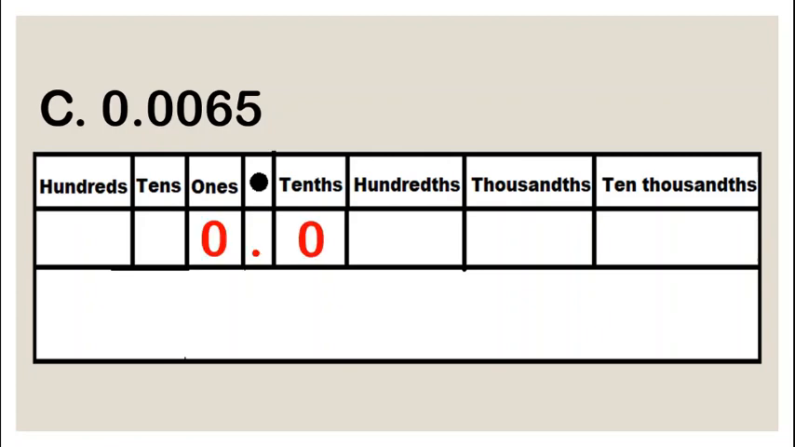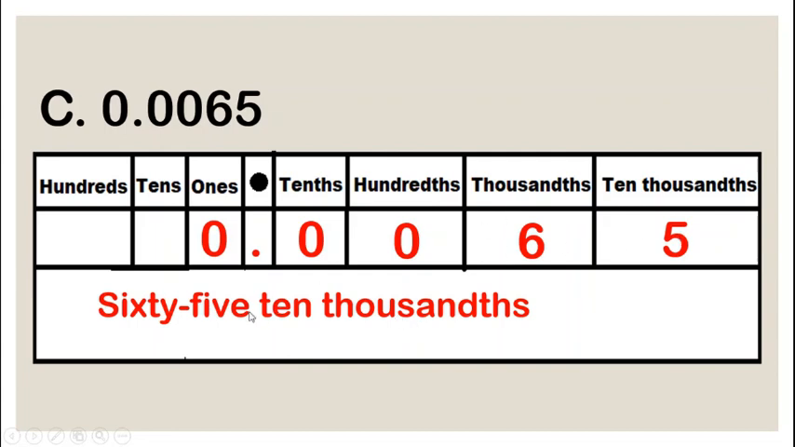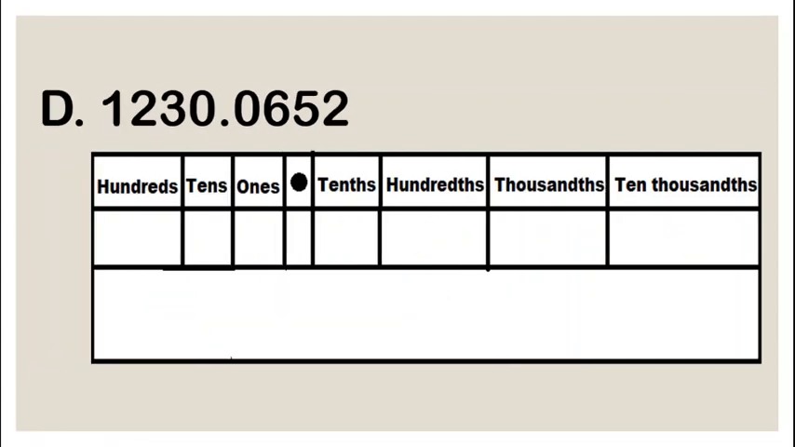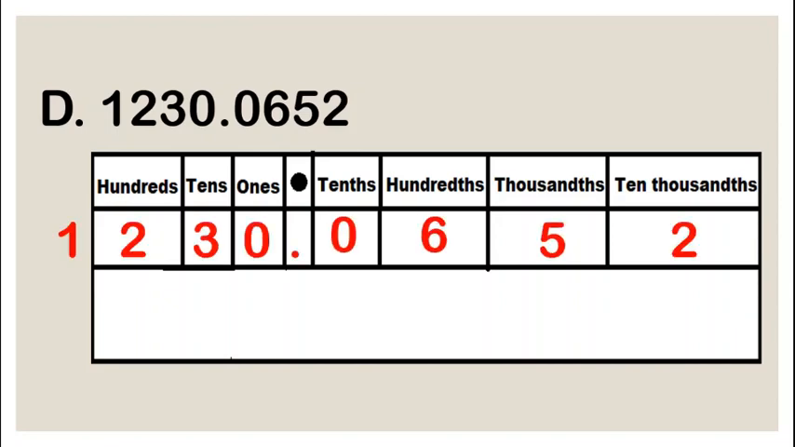Again, we need to input it in the correct place value. We can read this as 0 ones, 0 tens, 0 tenths, so we cannot read it because it has no value. We'll start at the digit 6. So we can read this one as 65 ten thousandths. Again, 65 ten thousandths.